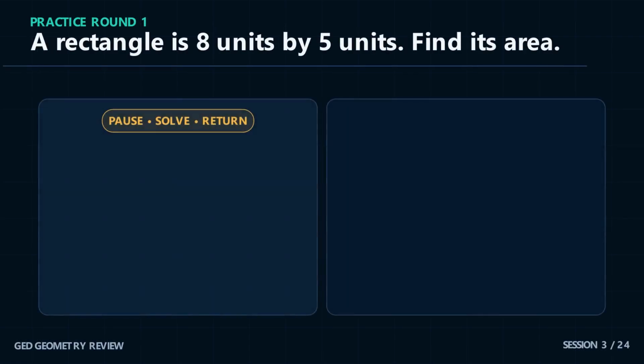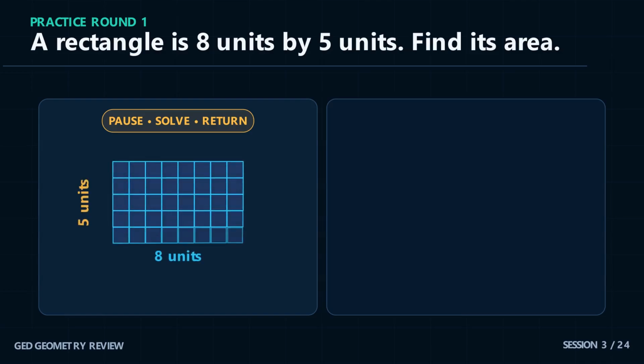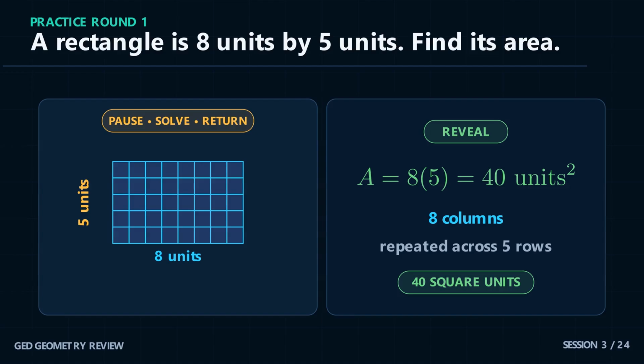Practice round 1. A rectangle is 8 units long and 5 units wide. Pause and find its area. We need the inside surface, so use area equals length times width. 8 times 5 equals 40. The answer is 40 square units. Adding 8 and 5 gives 13, which is not the area and is not even the full perimeter. Your result should represent 8 columns repeated across 5 rows.